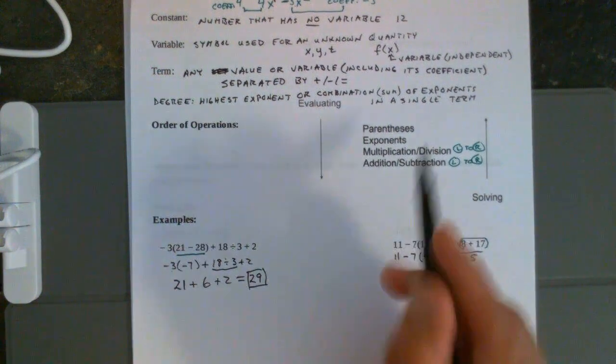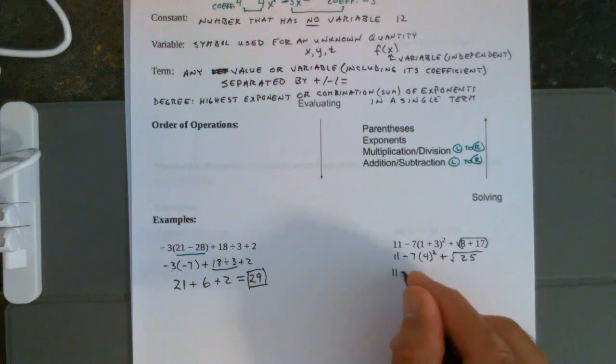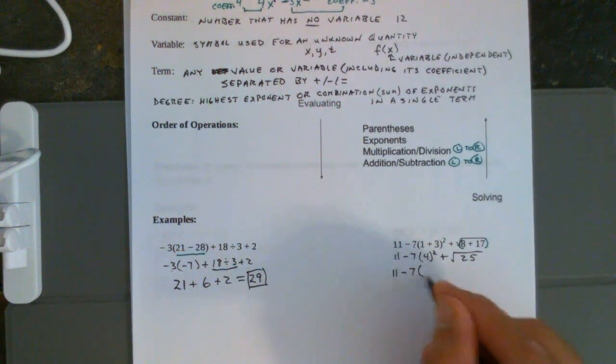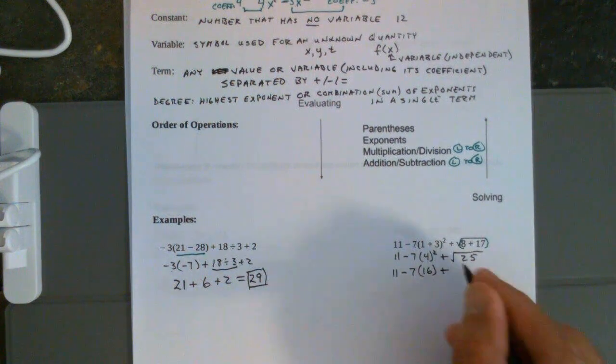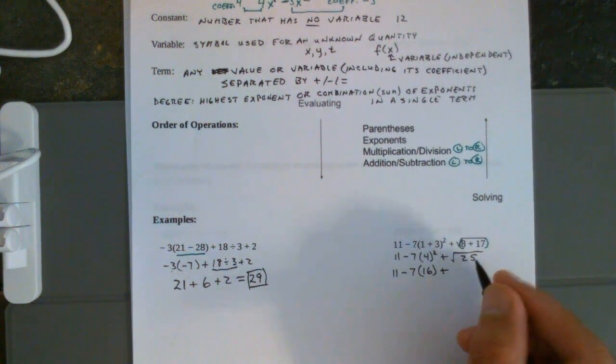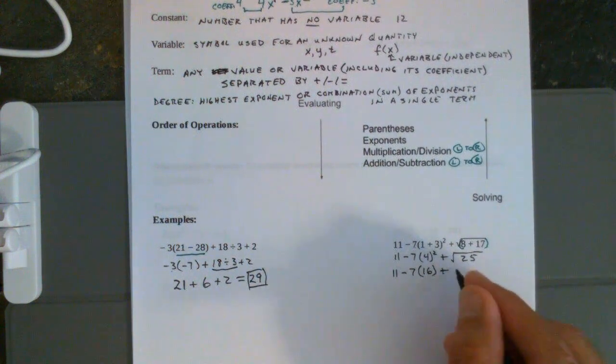So now we need to take care of exponents. So again, the 11 doesn't change, the 7 doesn't change. 4 squared is 16. We can go ahead and do the square root of 25. A square root just means what times itself gives you 25. So 5 times 5 is 25. So the square root of 25 is simply 5.